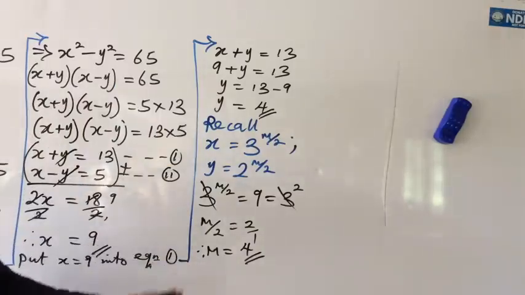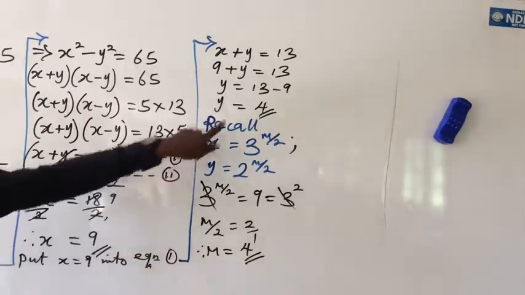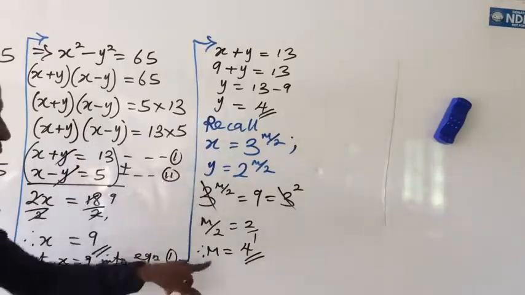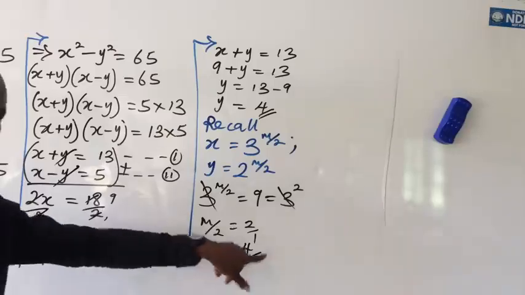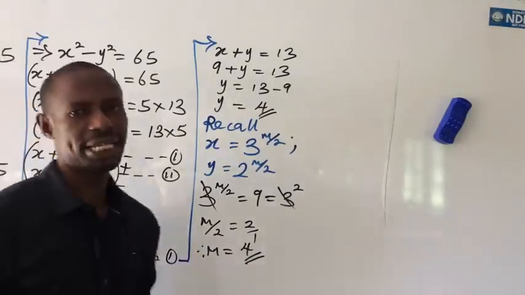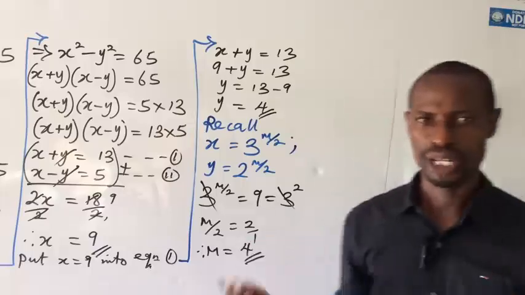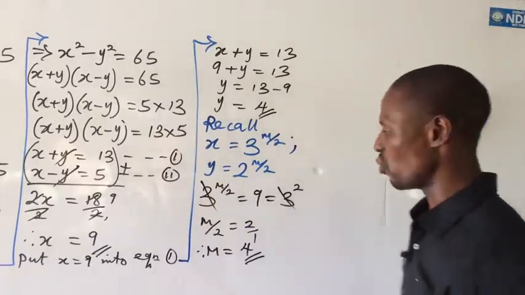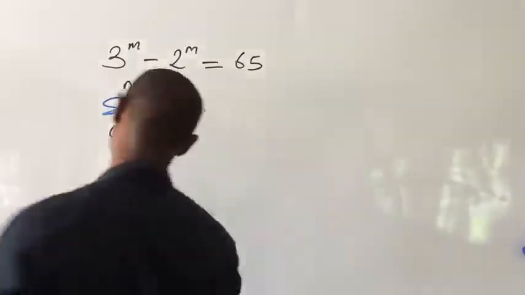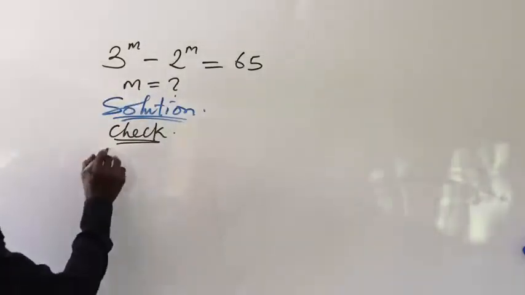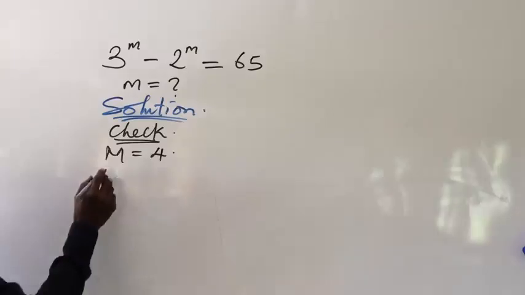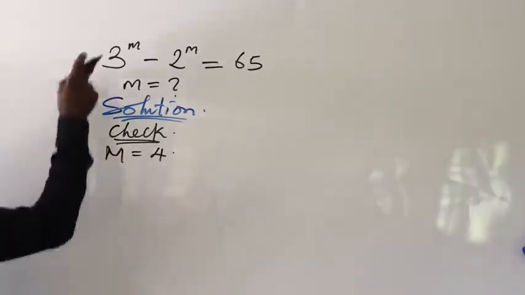Now, if we go ahead to substitute 4 for y into this expression here, we are still going to get the value of m to be 4. But what we want to do here is this. We want to check if the value of m will satisfy our equation. So we want to check that we solved our m equal to 4. So let's bring down the question. Wherever we see m, let's put in 4 there.